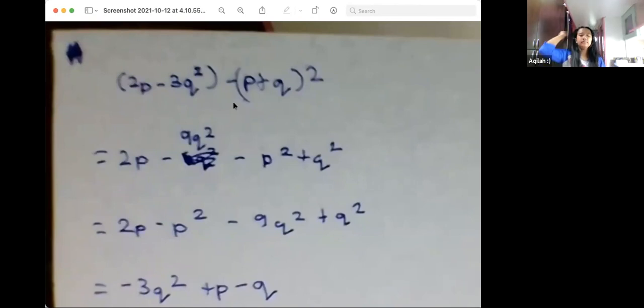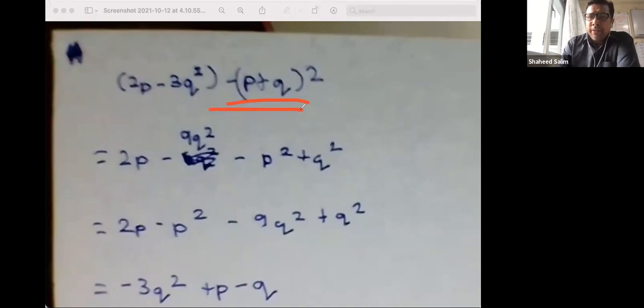Okay, this is where your mistake is. You cannot just square this. This is P plus Q times P plus Q. You've got to do it like that. You know what I mean? Then you take P times P equals P squared. Okay, down here is correct. P times Q, PQ. Q times P, PQ. That's why you have 2PQ.